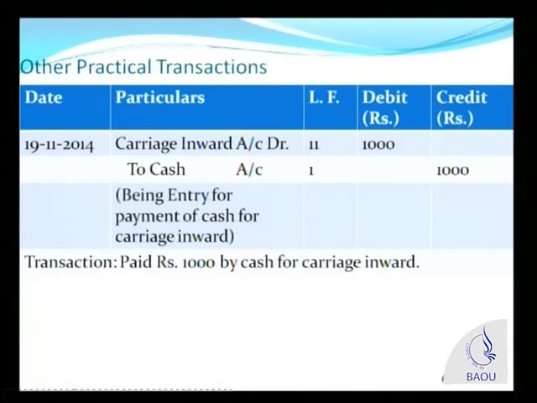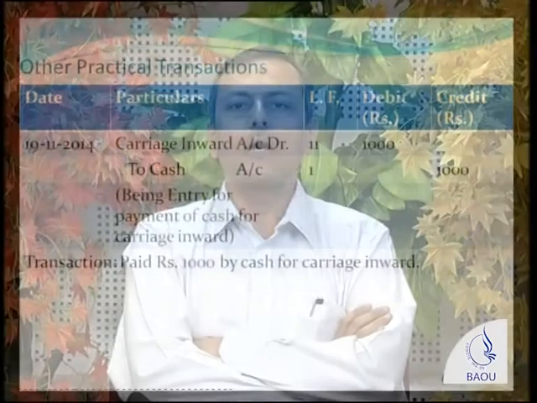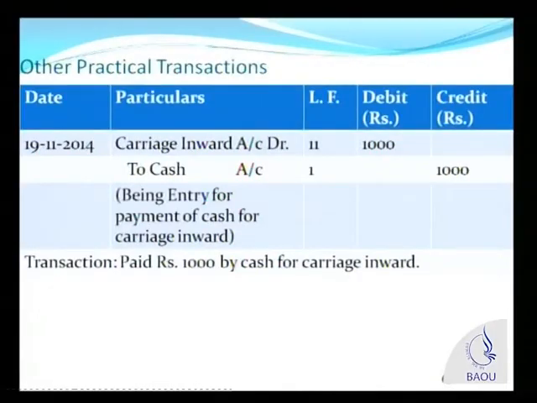I have told you that when expenses are incurred, owner's equity goes down. When income is earned, owner's equity goes up. So in this case, when we incur the expense of carriage inward, owner's equity is reduced. Therefore, carriage inward account, which is an expense account, will be debited. And the second account to be credited is cash account, which is credited by 1000.